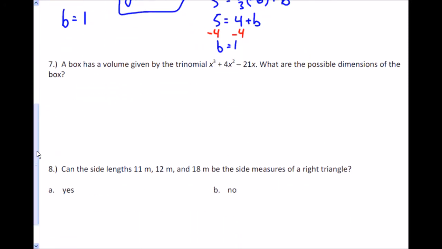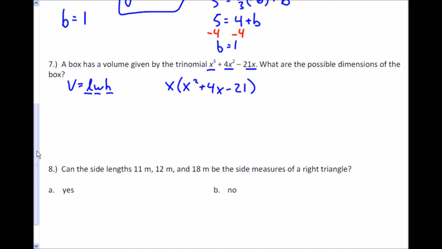In the next one, it says the volume of the box is given by this trinomial, and we want to know what the possible dimensions of the box are. Remember, volume of a box is length times width times height. So I need 3 values here. When I factor this, it needs to be broken down into 3 things being multiplied. If I look, all of these have an x in common, so I'm going to factor the x out, which leaves me with x squared plus 4x minus 21.